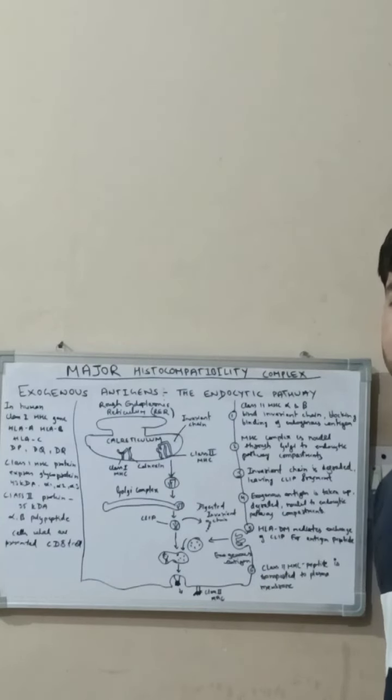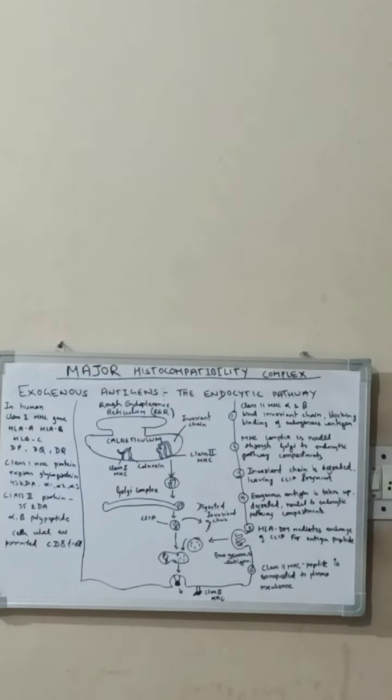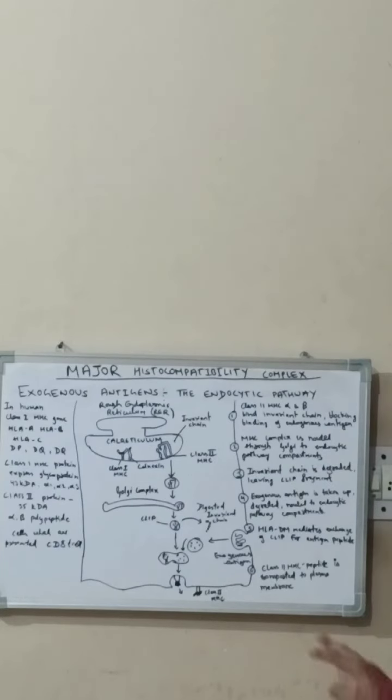So if we talk about the summary of how this process takes place. First of all, the class 2 MHC alpha and beta bind to the invariant chain, blocking binding of endogenous antigen. And the MHC complex is routed through the Golgi to the endocytic pathway compartments. The invariant chain is degraded, leaving the CLIP fragment. And fourth, exogenous antigen is taken up and degraded, routed to the endocytic pathway compartments. HLA-DM mediates exchange of CLIP for antigen peptide, and at last, the class 2 MHC peptide is transported to the plasma membrane. Thank you.